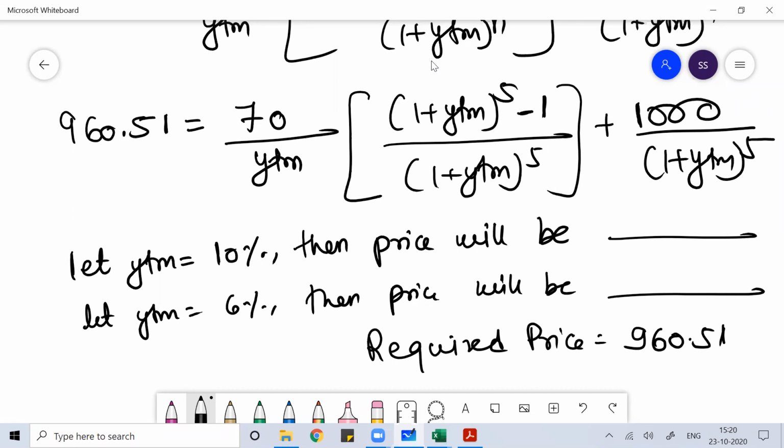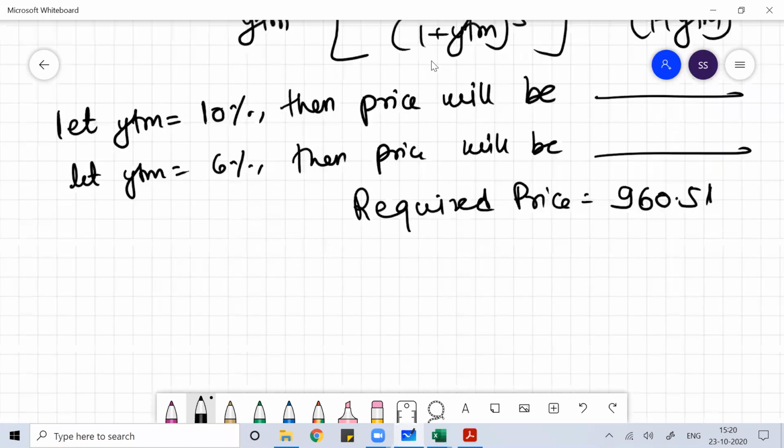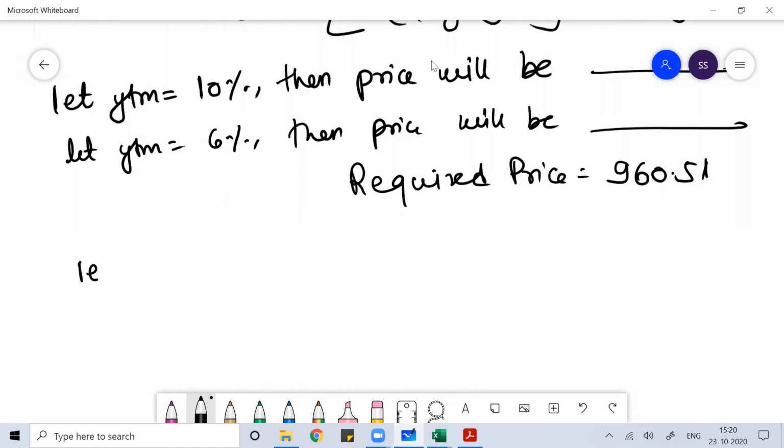Then I can apply the formula, but before that, I need to get the boundary. I hope you are understanding, everyone? The same thing you did in the IRR calculation, we have to do the same way. So let YTM be 10%.